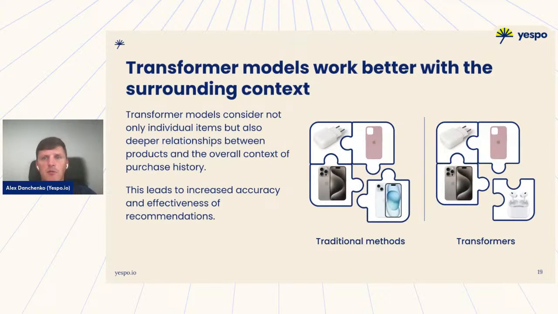And transformer models can work better with surrounding context. So if you were looking at the charger, the case, and the phone itself and added it to your cart, a traditional model would probably try to recommend another iPhone to the iPhone you already have, which is wrong. So unless you do some manual changes in the settings, the transformer model will automatically understand, okay, you already have everything necessary for the iPhone, but you are still lacking headphones, and it will offer exactly what's missing in your cart.